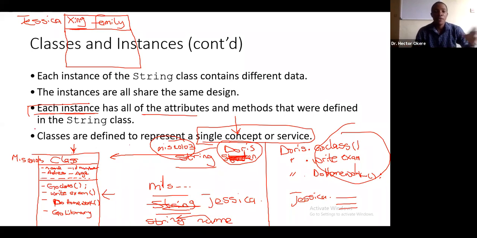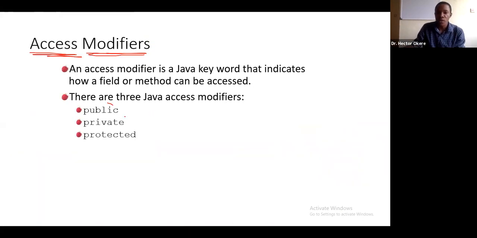So if you make something public, everybody can access it. Doris can access this class, Jessica can access this class, Craig can access this class. Every object that has the class name can access the class. But Doris now cannot access the Singh family class because it is a private class. A private or protected class cannot be accessed by every object. This is the difference between these access modifiers. A class can be public, private, or protected. If a class is public, everybody can access it. If it's private, not everyone can access it. And if it's protected, the same thing.